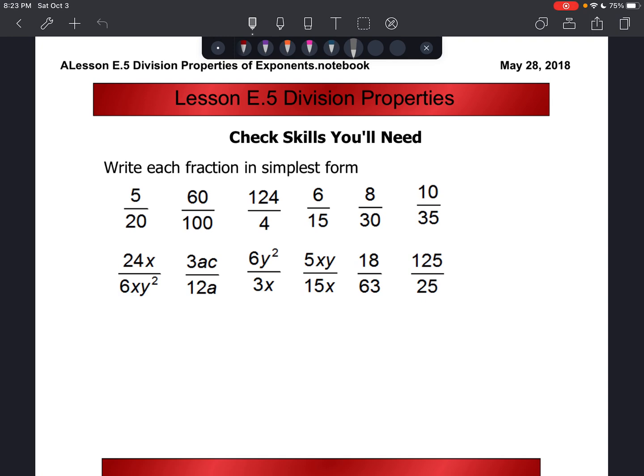I don't want you to do some simplification the way you were taught in elementary school. Watch what I do. 5 over 20 is the same thing as 5 over 5 times 2 times 2. I'm prime factoring. So the 5's cancel, leaving me a 1 in the numerator, and that is how I get 1 over 4.